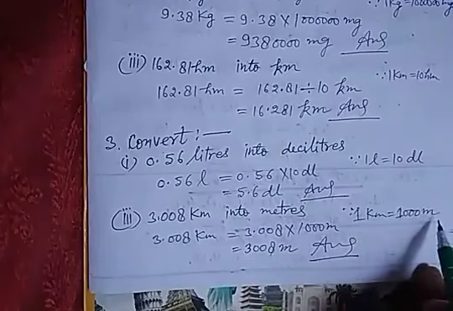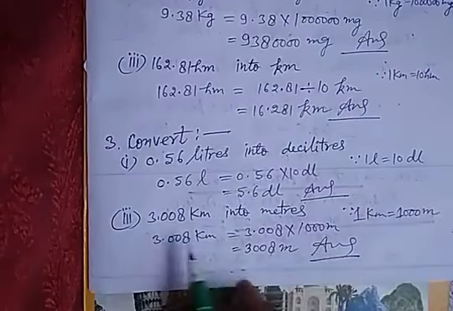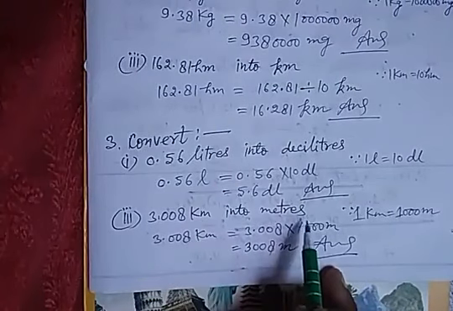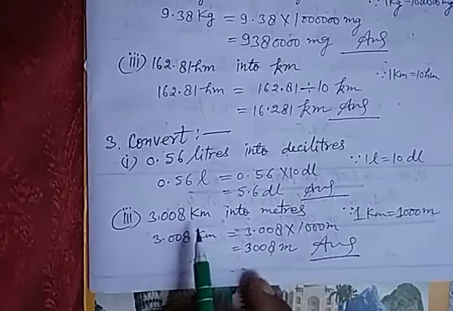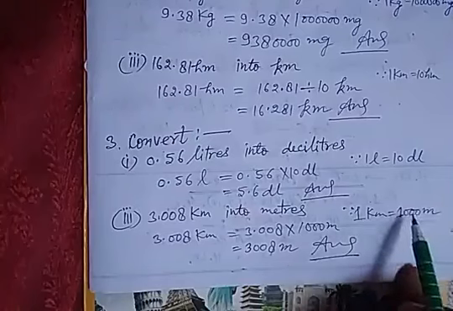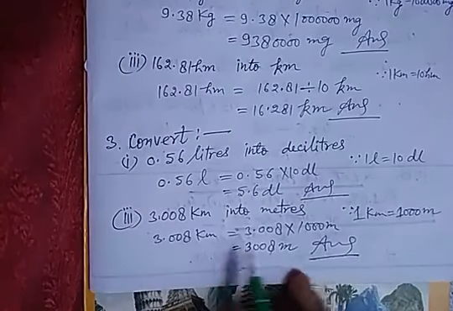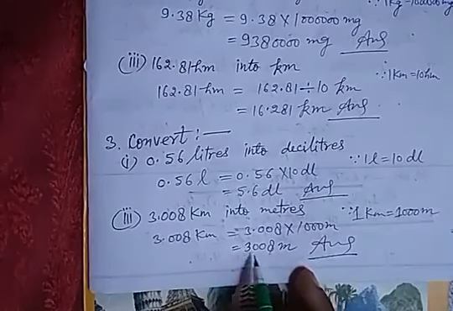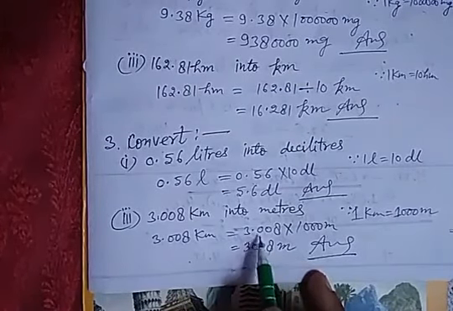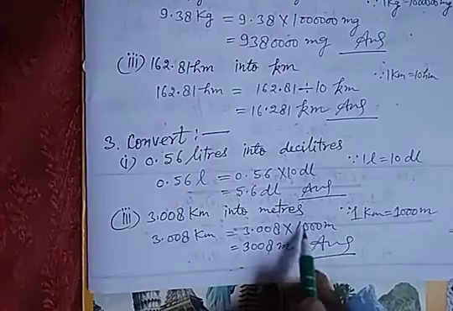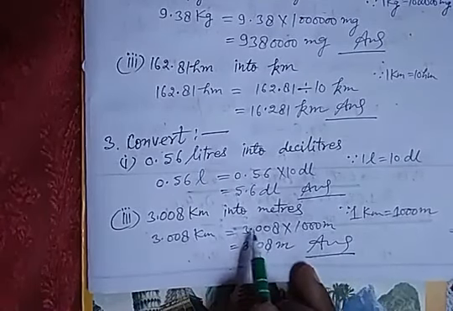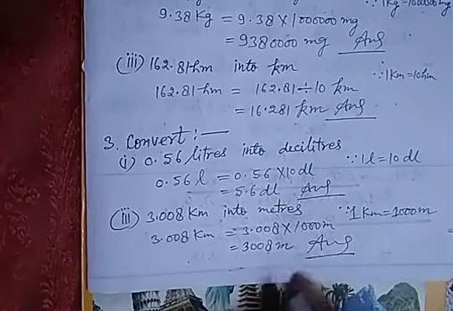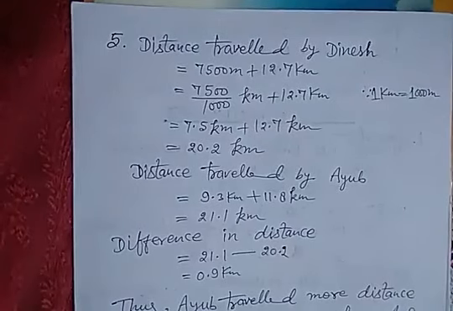Since 1 kilometer is equal to 1000 meter, and in this question we have to convert kilometer into meter, means larger unit into smaller unit. So we have to multiply it by 1000. 3.008 kilometer is equal to 3.008 into 1000 meter is equal to 3008 meter, since this decimal number is multiplied by 3 zeros. So this decimal point should shift towards right by 3 places. So this is answer. Now question number 5.